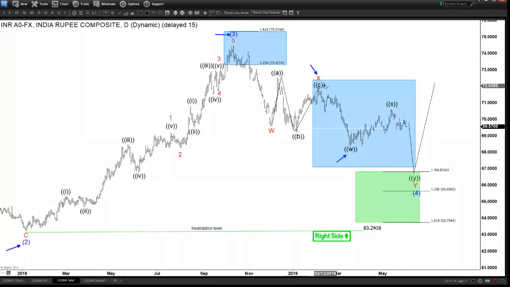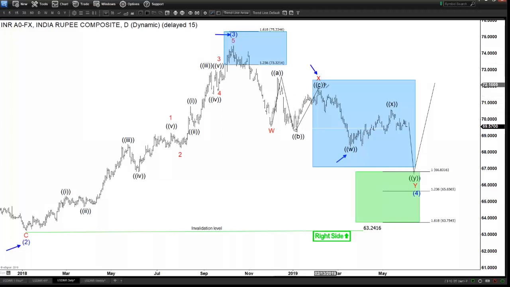Now first of all, when you see ABC here, how do I know this is not a zigzag? It's very simple. It is definitely not a zigzag. In a zigzag, the B cannot even break the beginning of the A, right? A zigzag has to be like this. Now this one, think about a flat as a messy consolidation. That's what I think of a flat as, a messy consolidation.